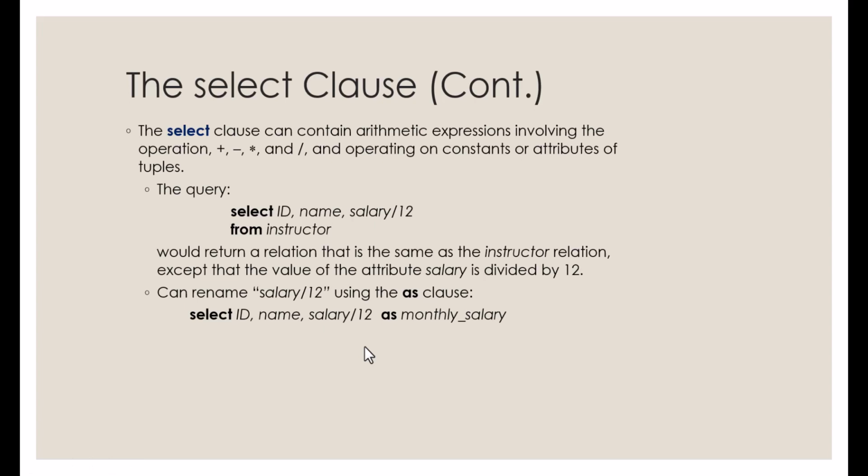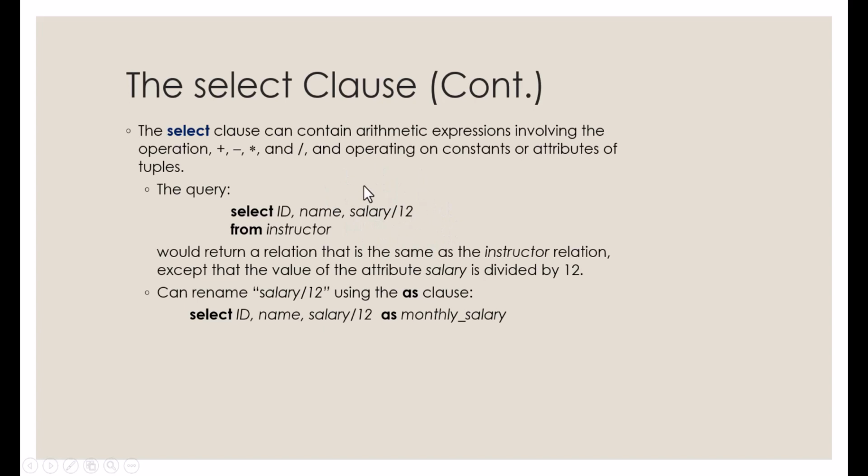Here we have select ID, comma, name, comma, salary over 12. So you can have any kind of arithmetic expression here. Salary is how much you make in a year. There are 12 months in a year. If you want to know how much you make in a month, you would just divide that number by 12. So this will actually show how much you make in a month.